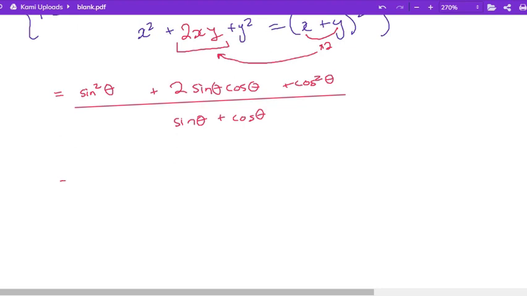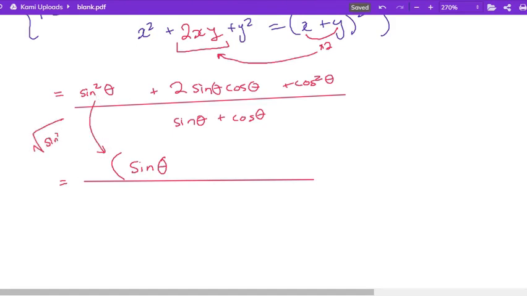Do you see what we can do with the numerator? Let's break this down together. What is the first term of the binomial? Sine theta, right? It's the square root of sine squared theta. What is the second term of this binomial? Cos theta. And is it going to be a plus or minus? Because this is a plus. If it was a minus, you would have a minus in there.